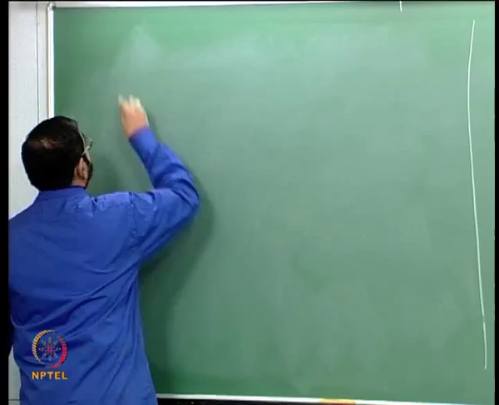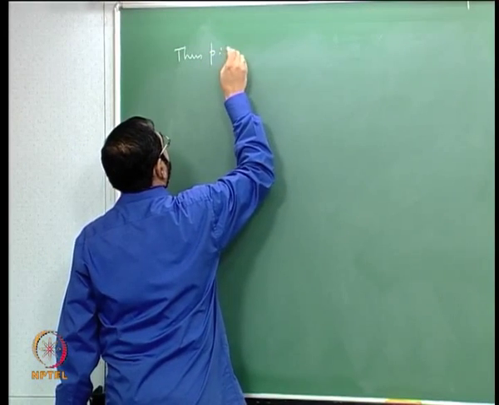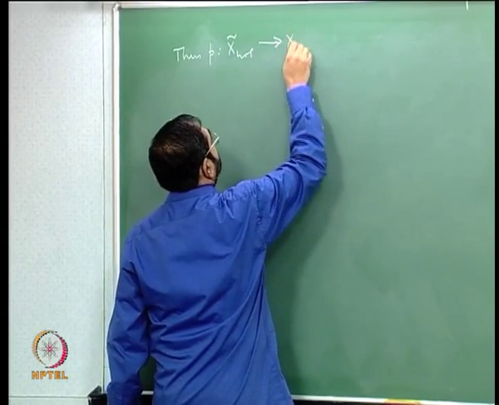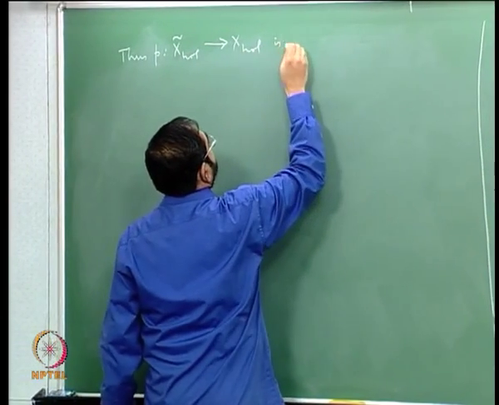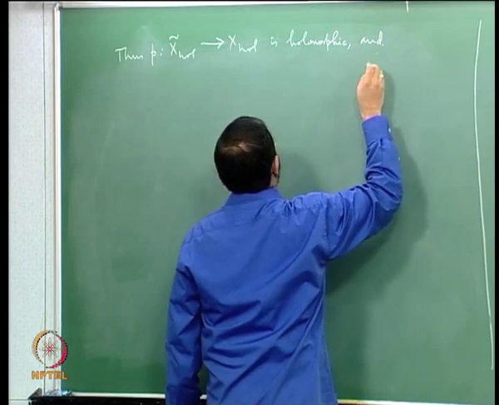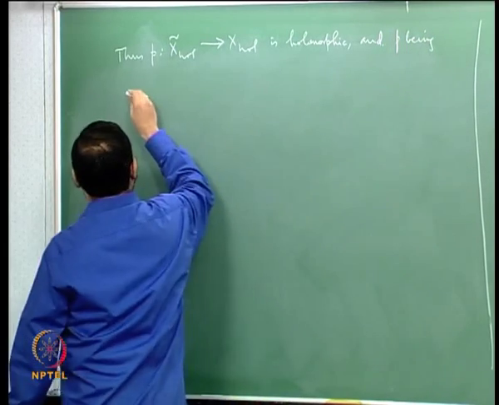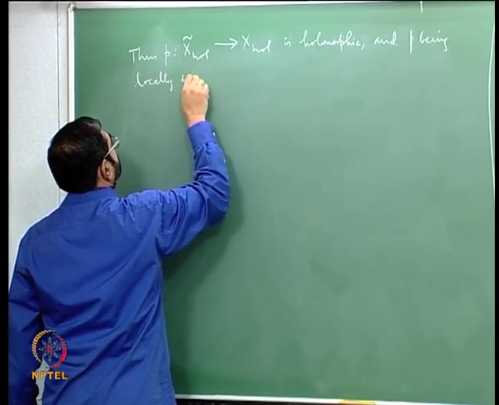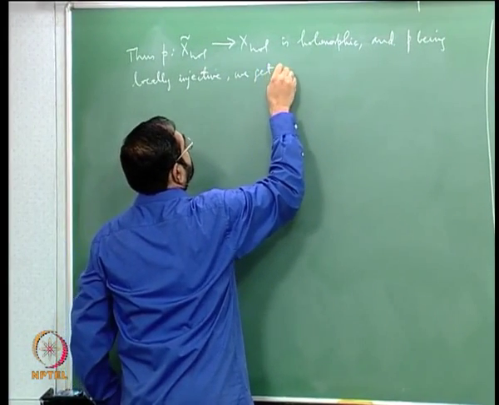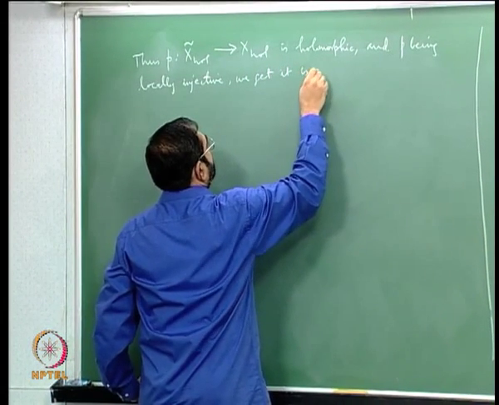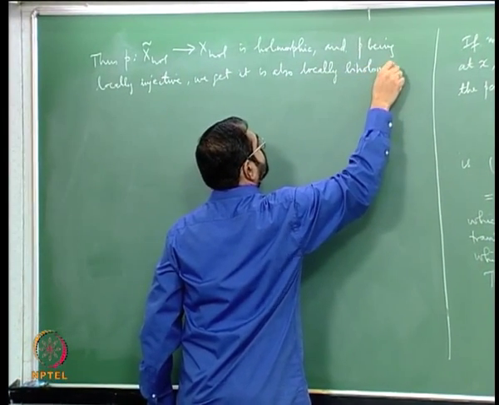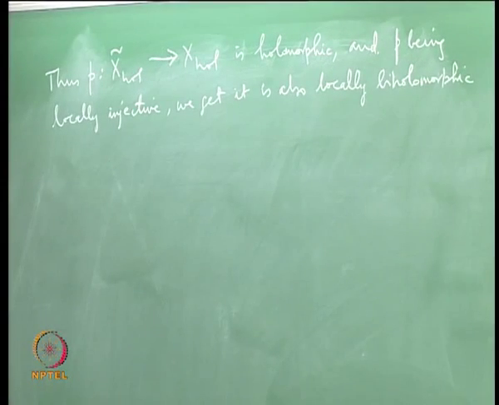So let me write that down, thus P from X tilde to X is holomorphic, and P being locally injective, because it's a local homeomorphism, P is locally injective, we get it is also locally biholomorphic, which means locally a holomorphic isomorphism.